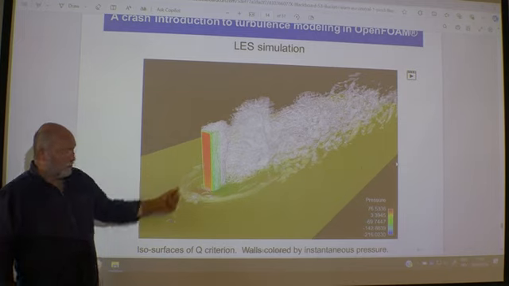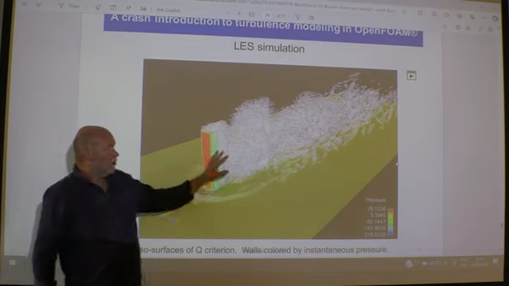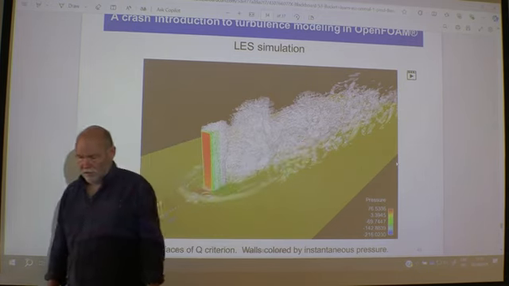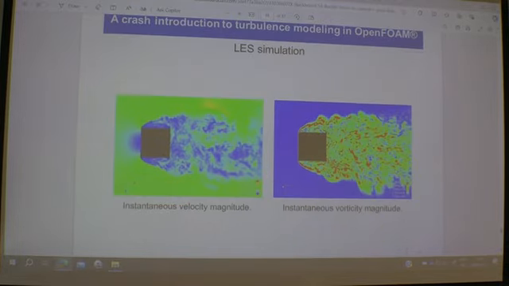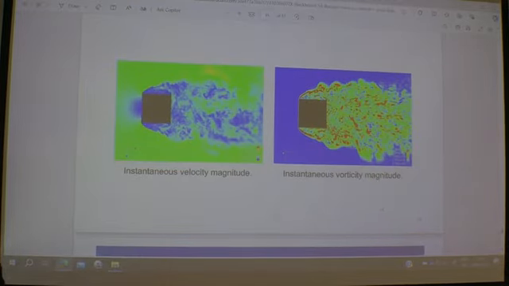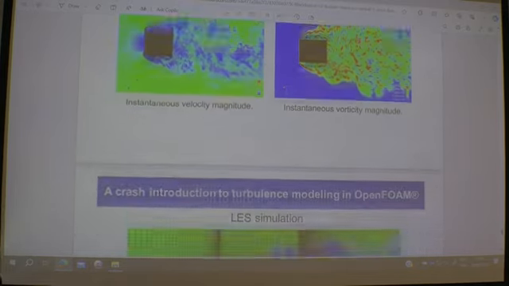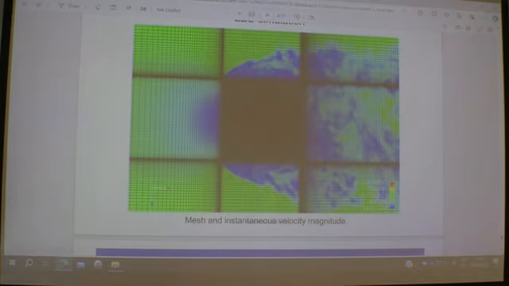If you had simulated the same with a RANS model, it would model all this turbulent motion away and just have a steady state solution. And then actually it could be done in 2D. I think there's a color figure further down here. Again, this is a large eddy simulation, showing instantaneous velocity and vorticity. And you see the mesh they have been using here.